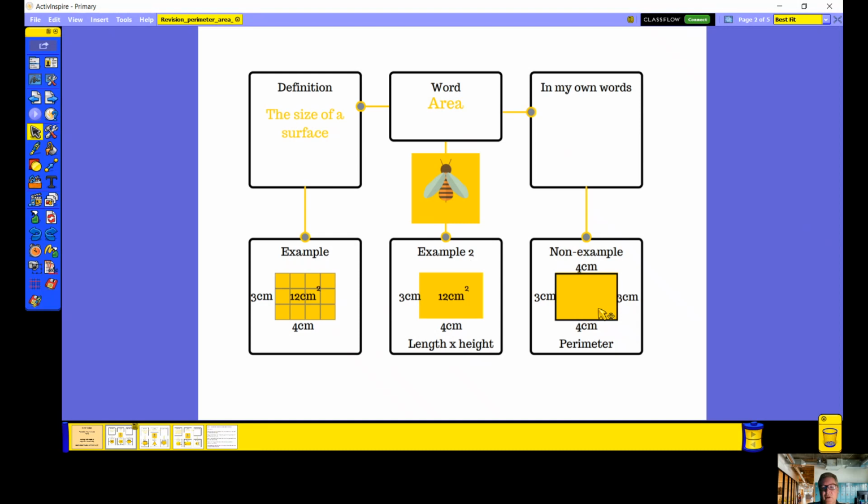And this is a non-example. So in this case, there's confusion between area and perimeter. The perimeter requires a knowledge of all 4 sides. The area does not.